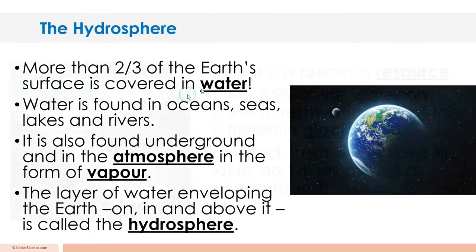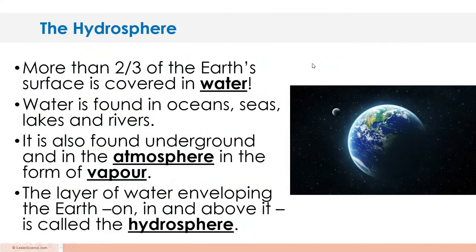So, the hydrosphere. More than 2/3 of the Earth's surface is covered in water. Water is found in oceans, seas, lakes, and rivers, but it's also found underground and in the atmosphere in the form of vapor. The layer of water enveloping the Earth on, in, and above it is called the hydrosphere. If you remember from the introduction, yes, we can see it. If we can't see it, it's in the air or it's underground. All of that water counts as being part of the hydrosphere.